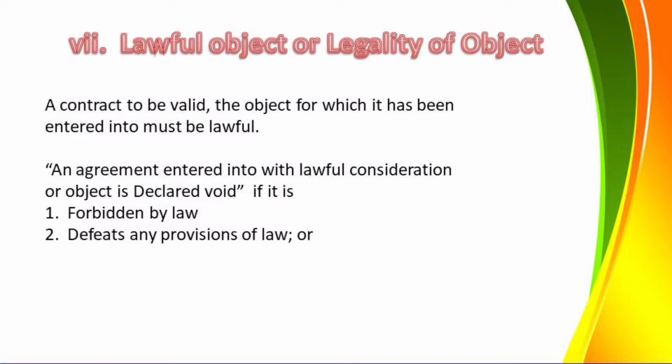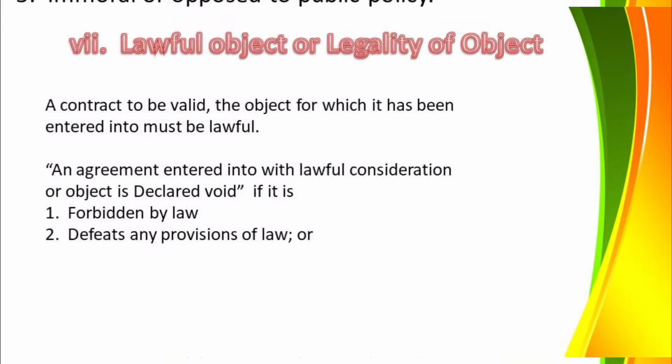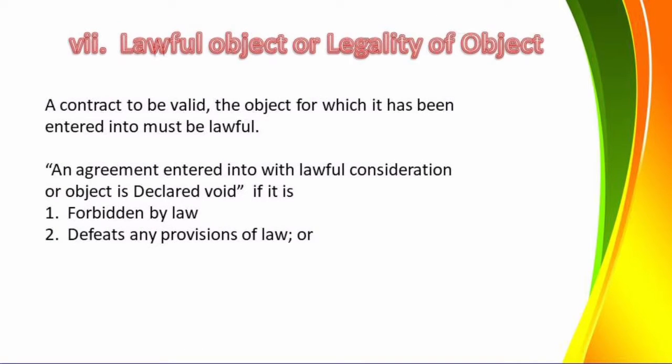So, according to section 23 of the Indian Contract Act 1872, an agreement entered into with a lawful consideration or object is declared void if it is forbidden by law, defeats any provisions of law, fraudulent, causing injury to person or property of another, or immoral or opposite to public policy. That means you are entering into a contract that has been forbidden by the law. Forbidden means prohibited by the law.